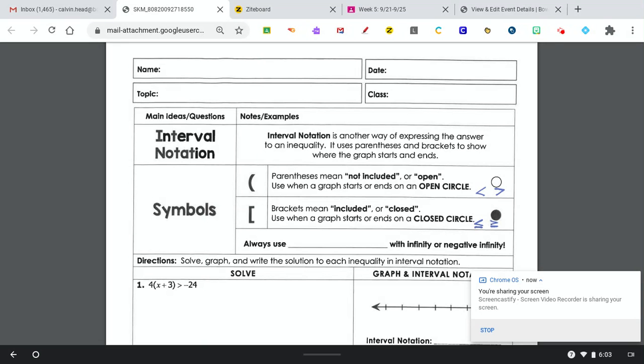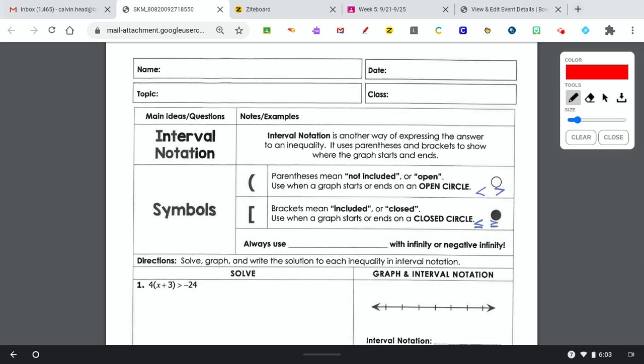Okay, today we're going to take notes on interval notation. This builds off of yesterday. Interval notation is another way of expressing the answer to an inequality, which is what we were working on yesterday. It uses parentheses and brackets to show where the graph starts and where the graph ends.